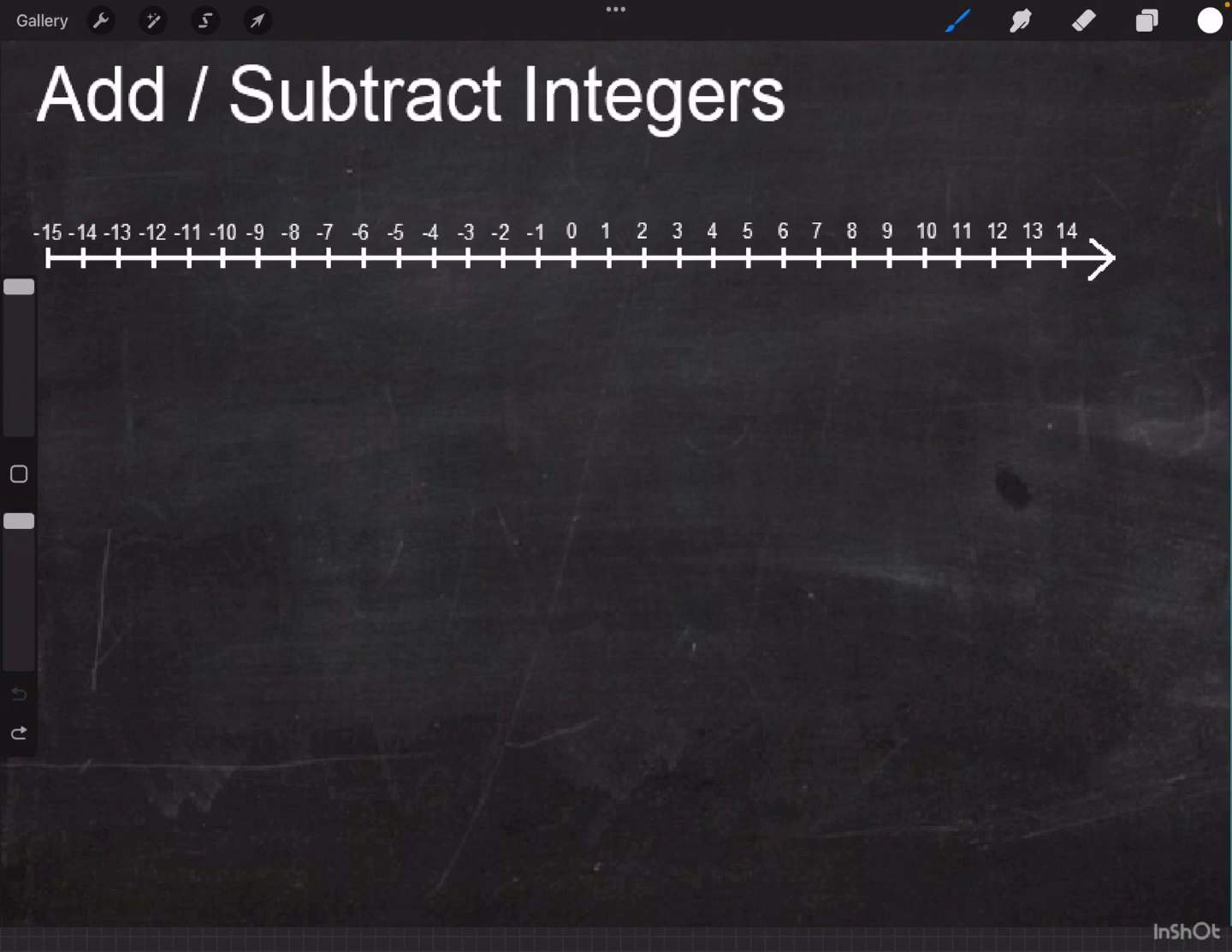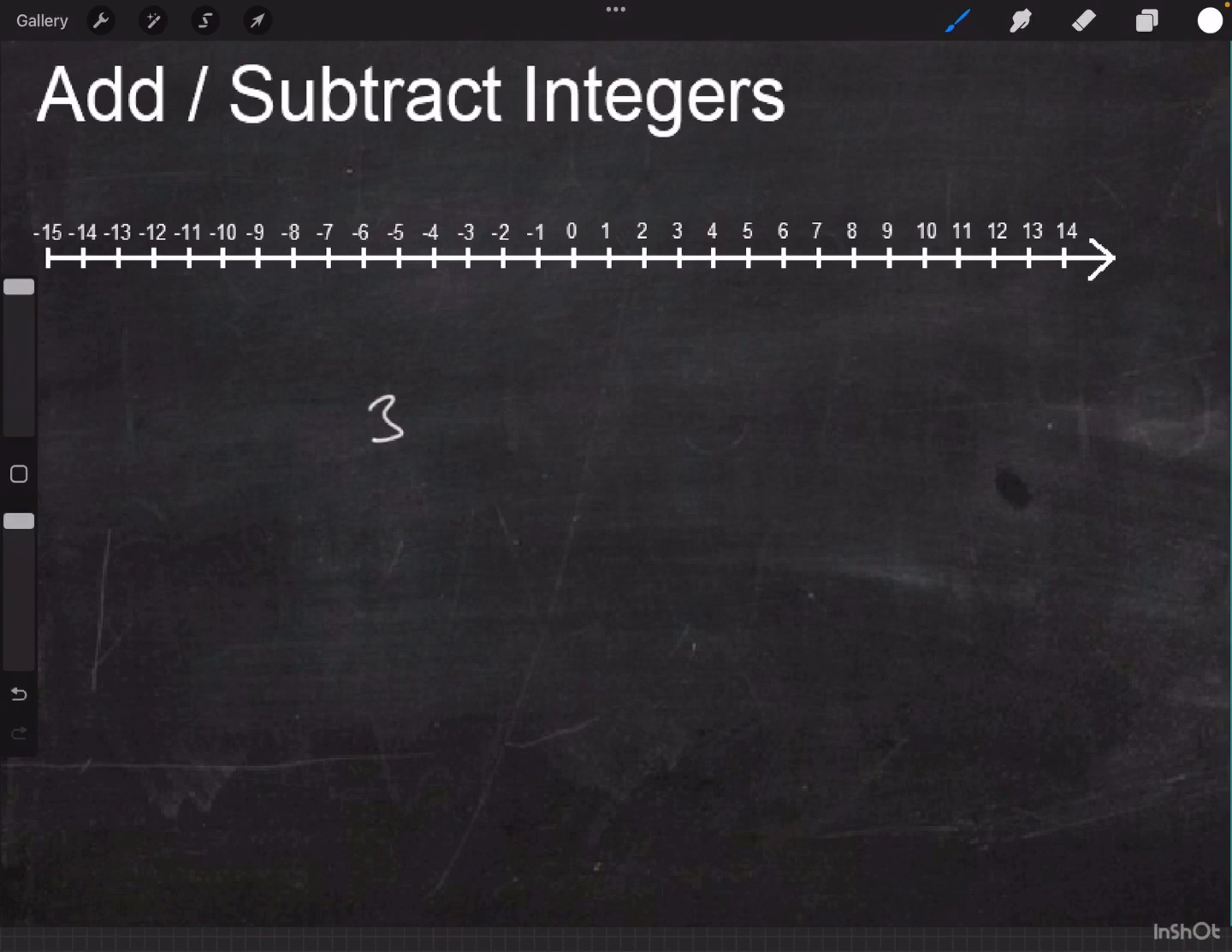Here I will show you guys how to subtract or add integers using the number lines. There are many ways to add or subtract integers, but for me, using the number line is the easiest way to add and subtract positive and negative numbers. Alright, I give you an example like that.